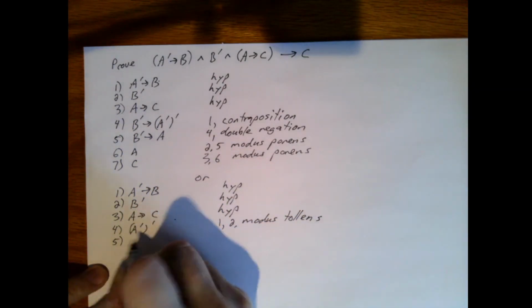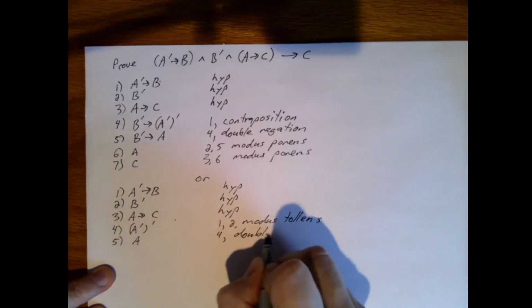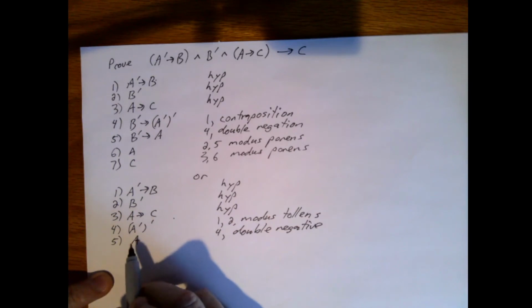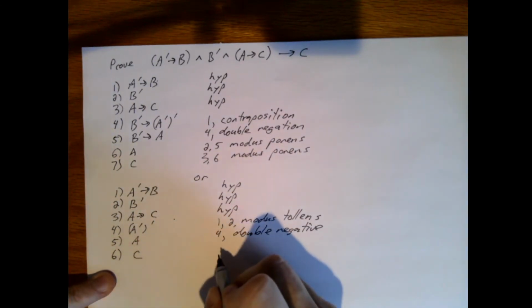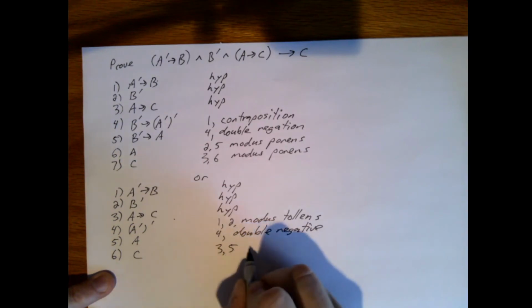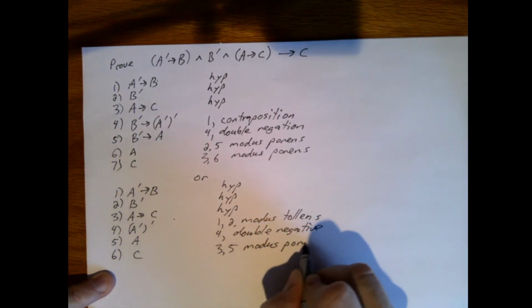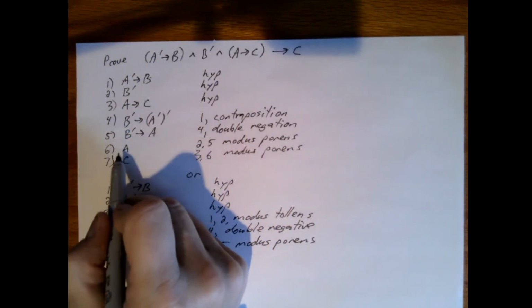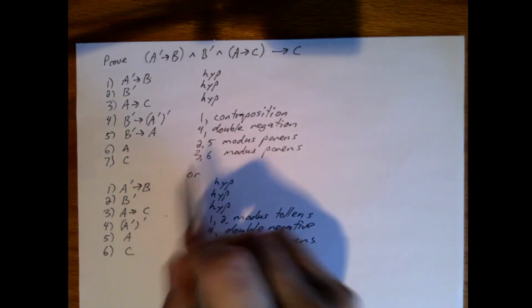Simplify this, just A, so this would be 4, double negative. So now we'll have A implies C, that's 6. So I get C from 3, 5, modus ponens. So this one took 7 steps, this took 6 steps. Maybe there's some other versions.